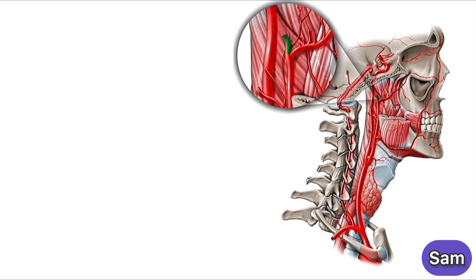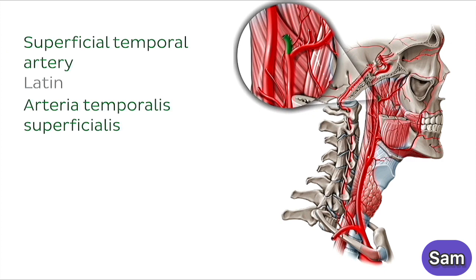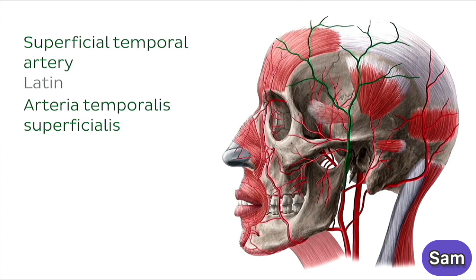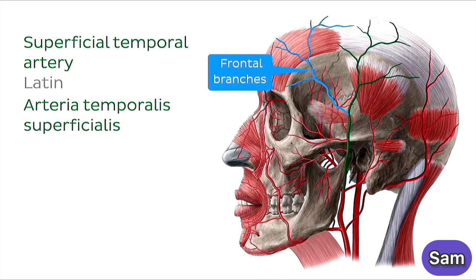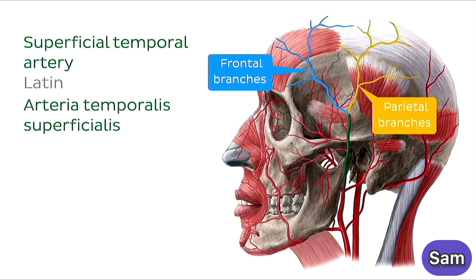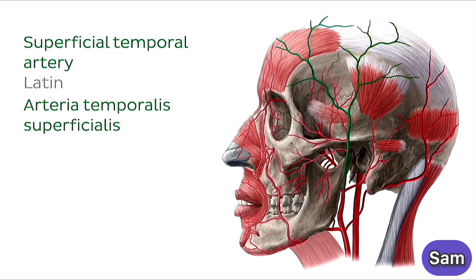And finally, the last branch of the external carotid artery. The other terminal branch is the superficial temporal artery. We can see the beginning of this artery highlighted here in green. This artery ascends superficially along the temporal bone and terminates by dividing into the frontal and parietal branches. Because of its superficial location, the pulse of this artery can be easily palpated.